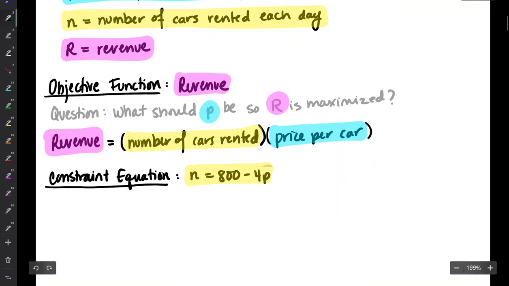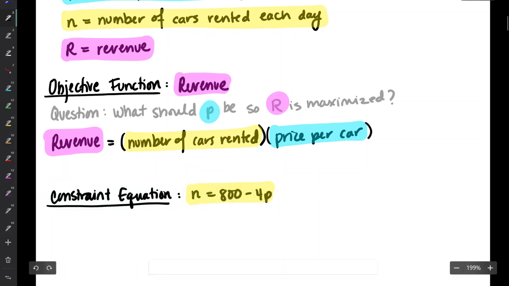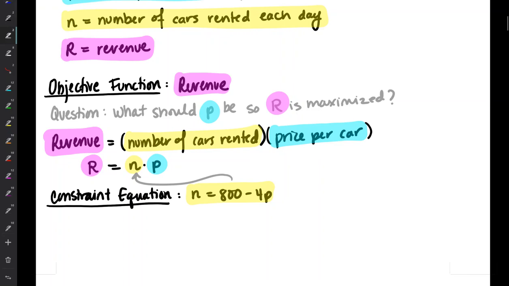My revenue, I've got it all written here in English, but maybe we just write it in math. My revenue is the number of cars rented, n, times the price per car, p. So if you make this substitution, now R is going to be written just in terms of P. In other words, R is a function of P. My revenue is a function of the price that I charge per car. So here's my objective function now.